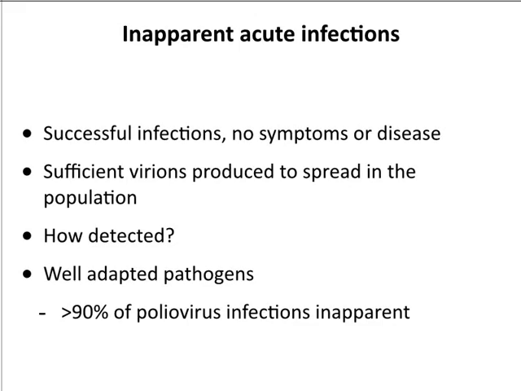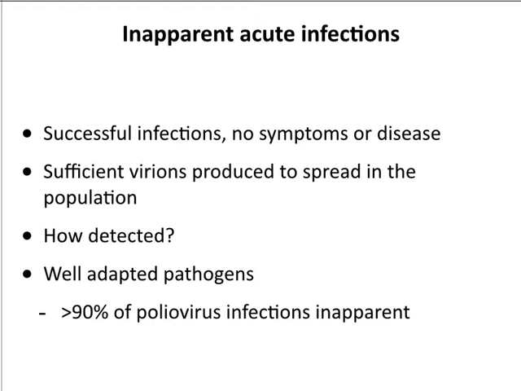Now remember, a long time ago we talked about inapparent infections. Infections where the virus is in you and replicating, but you can't tell. And this happens for both acute and persistent infections. Again, there are successful infections where there are no symptoms, the virus is replicating, and we know this because we take serum from people in a population and we see antibodies to a virus and they have not had the disease.